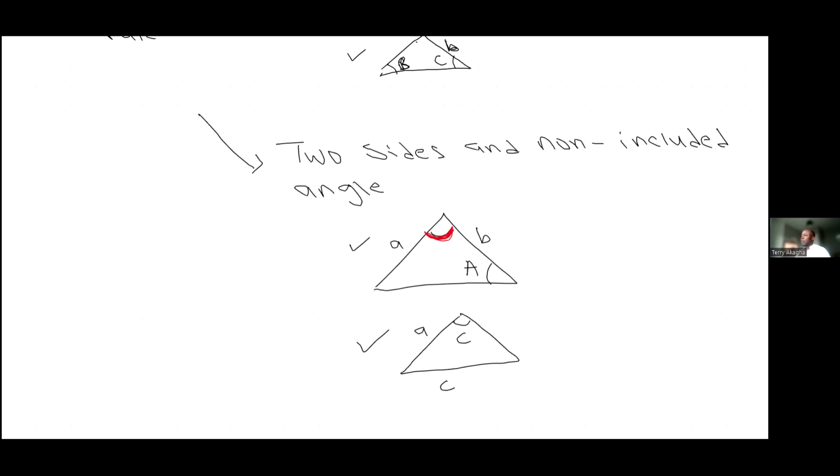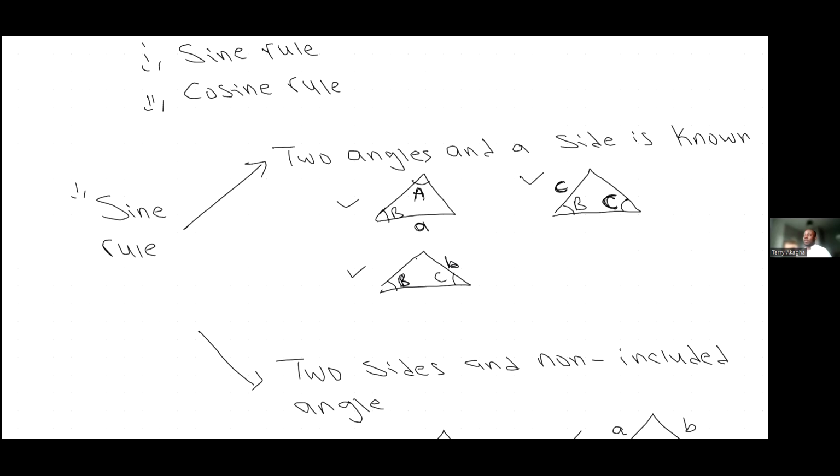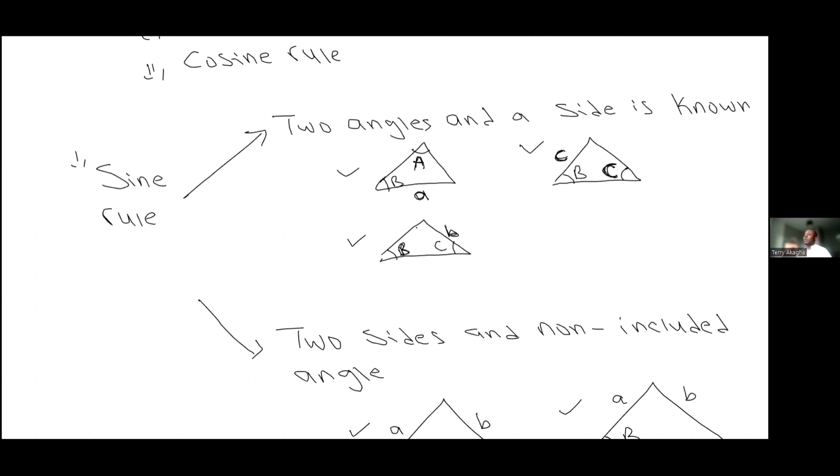Or you could also have the same thing, but not an included angle. So you could have it like this. You have A and B, but you have this angle here, B. So you're having two sides and a non-included angle, the same thing. You can have something like this. Okay, you have A and C, but you now have this angle A. So you can use the sine rule for this, all right? Don't worry, I'm going to solve questions for this. So you can use the sine rule for two angles and a side, or two sides and a non-included angle.